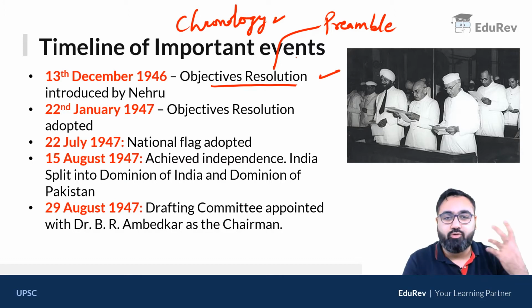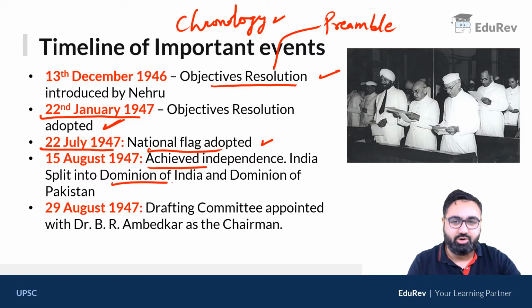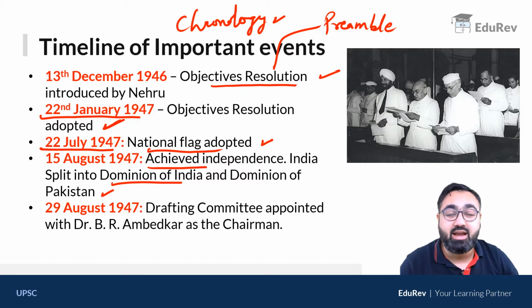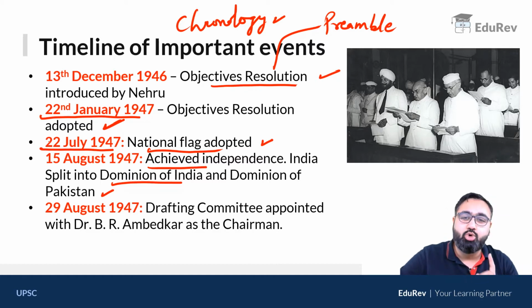It was discussed for over a month, and on 22nd of Jan it was adopted by the assembly. On 22nd of July 1947, in the same year, the national flag was adopted. On 15th August, we achieved independence and India was officially divided into Pakistan and India. As you can see, there are a lot of things in the assembly that happened even before we officially attained independence. Do remember that part.